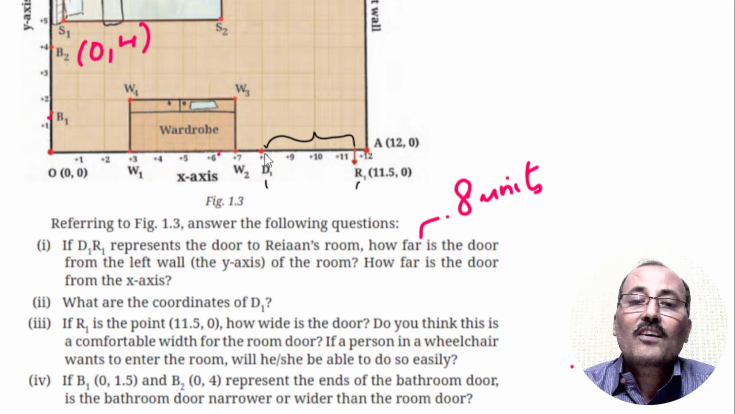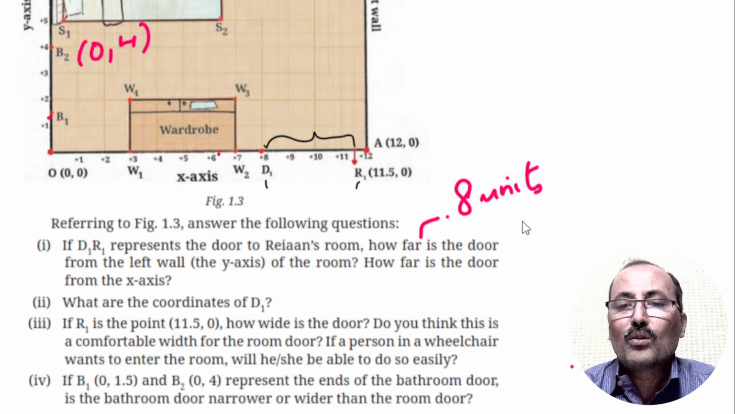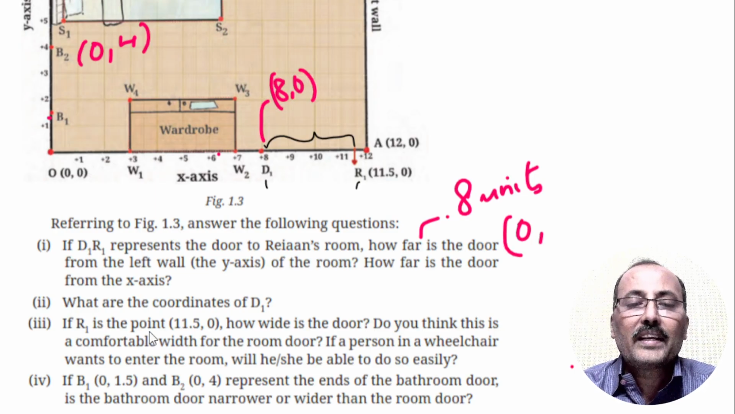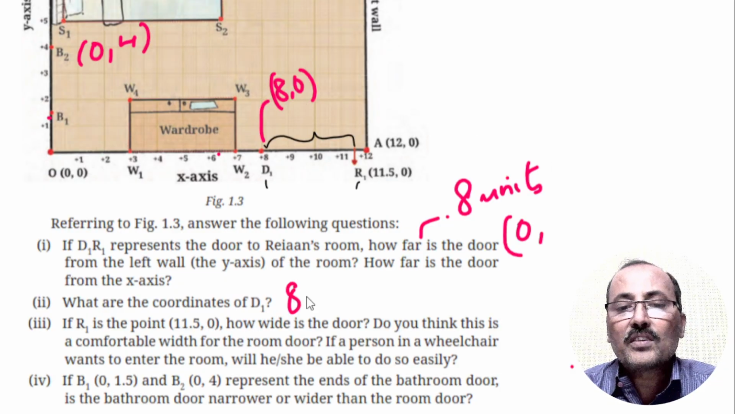Okay, next one. How far is the door from the x-axis? From the x-axis, there is none; it is 0 units, because the door is on the axis itself. So the coordinate of this point is 8 comma 0. Why? X is 8, y is 0. Next, what are the coordinates of D1? Unknowingly, I already wrote the coordinates. It is 8 comma 0.